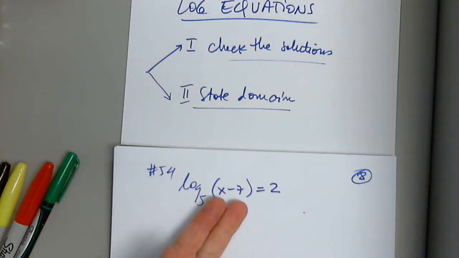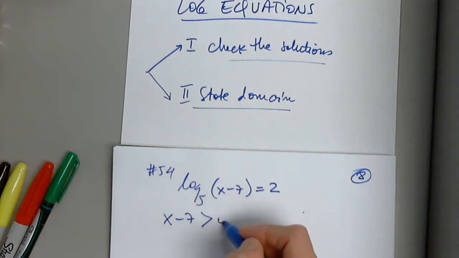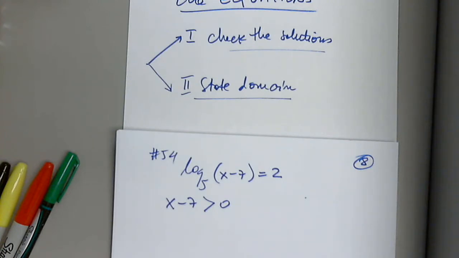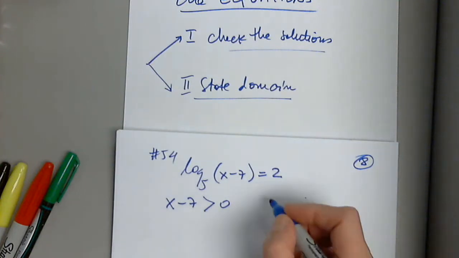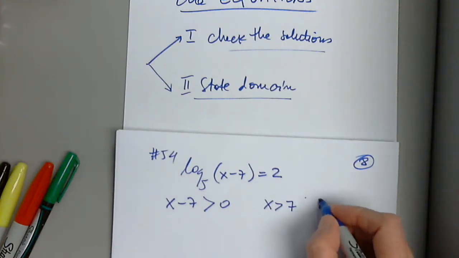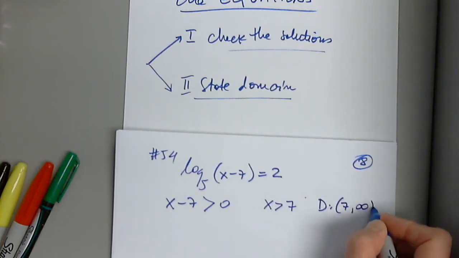Log is applied to x minus 7. X minus 7 must be positive, never 0. So this is the requirement. We cannot apply log to any quantity unless that quantity is positive. Very good. So then we have x greater than 7. Domain is 7 to infinity.